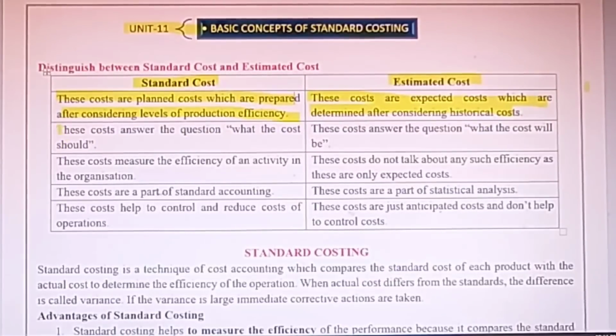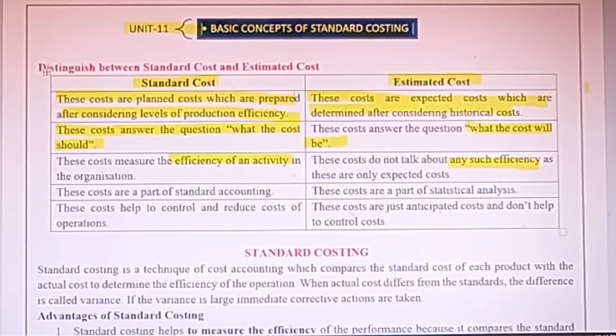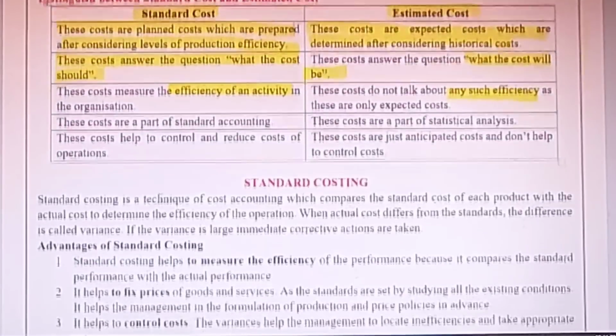Standard cost answers the question what should be the cost of the product, whereas estimated cost answers the question what the cost will be. Okay, what will be the cost of the product or service. And standard cost basically measures the efficiency of an activity, whereas estimated cost does not measure any such efficiency. So like this, you can explain the difference.